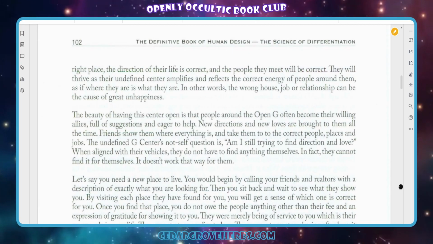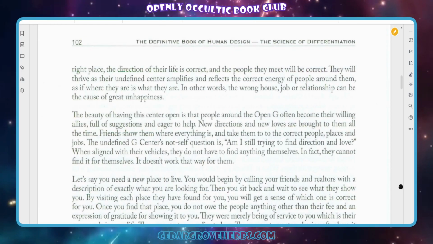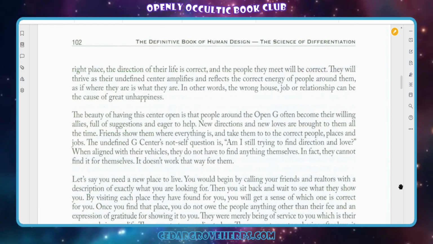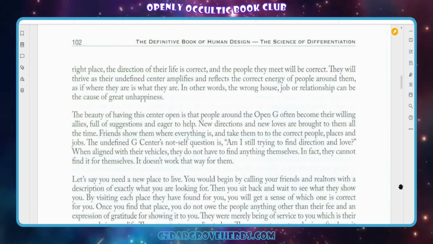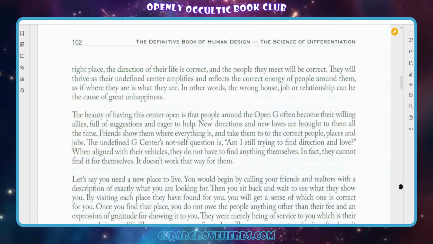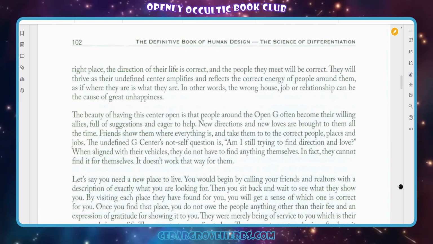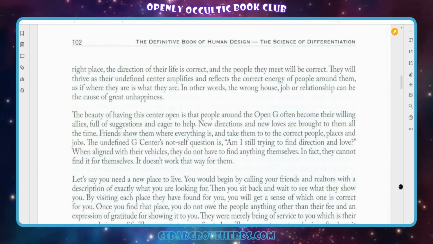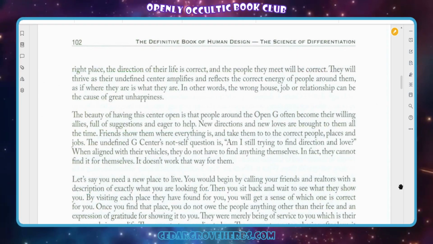They will thrive as their undefined center amplifies and reflects the correct energy of people around them, as if where they are is what they are. In other words, the wrong house, job, or relationship can be the cause of great unhappiness. The beauty of having this center open is that people around the open G often become their willing allies, full of suggestions and eager to help.